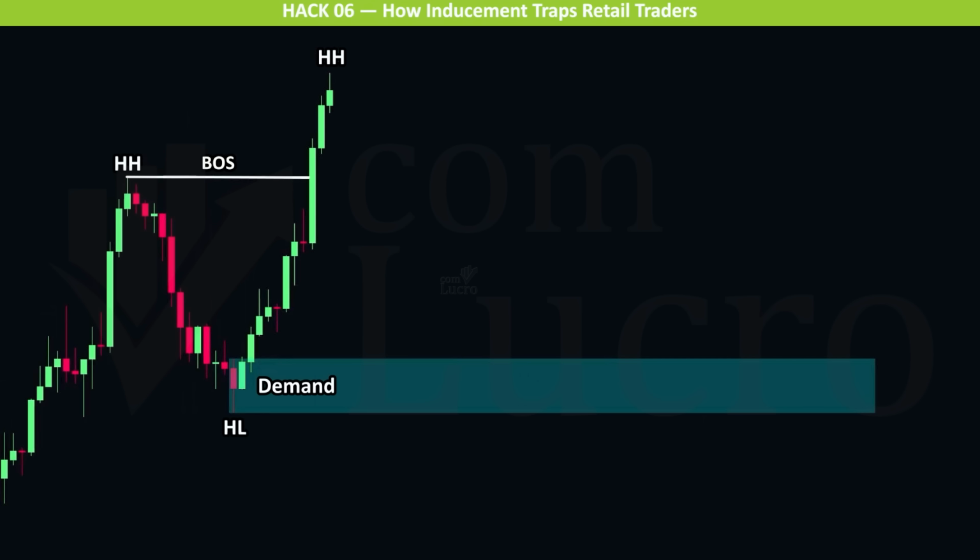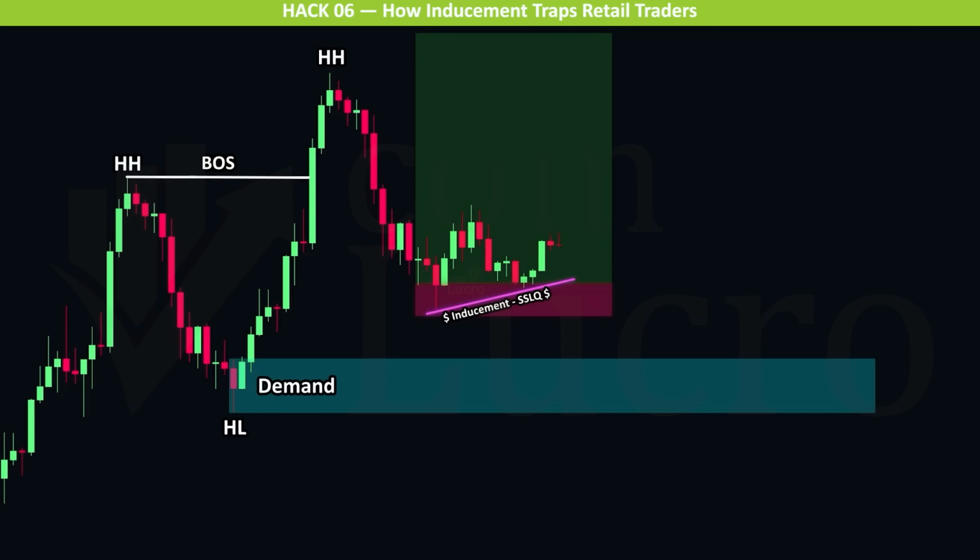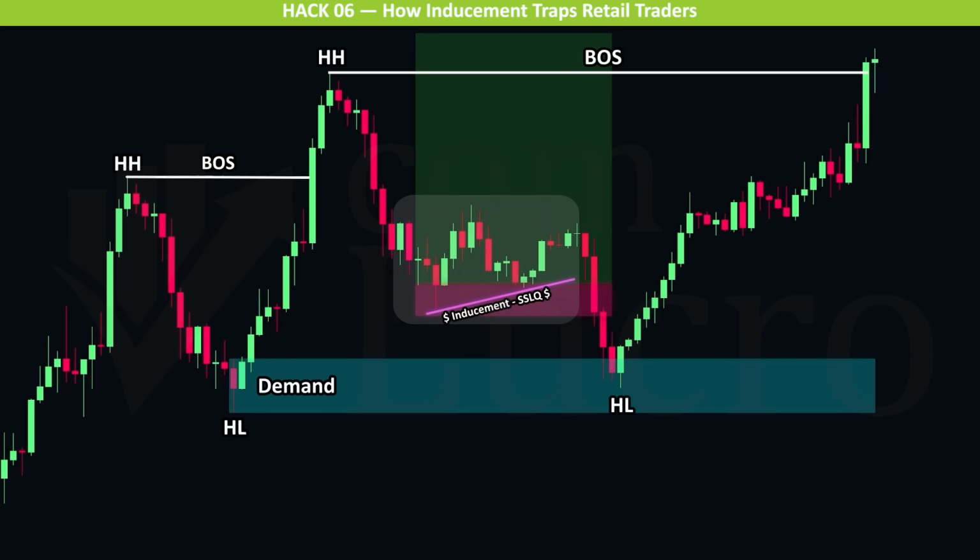Price is trending higher, forming higher highs and higher lows. After that, a small pullback develops, creating a minor low. Early buyers step in and place their stop losses just below that low. Price then dips slightly below the low, sweeps those stops, and immediately reverses with strong momentum. This is the inducement move.